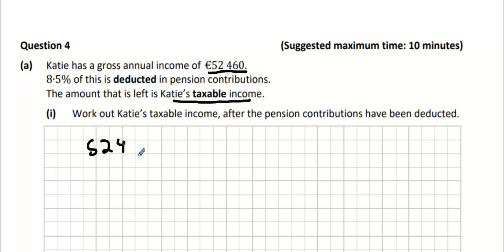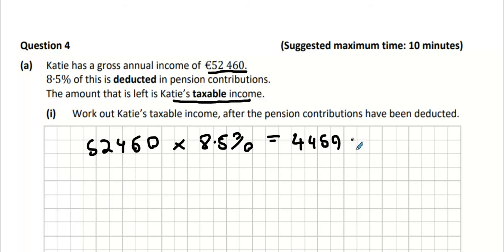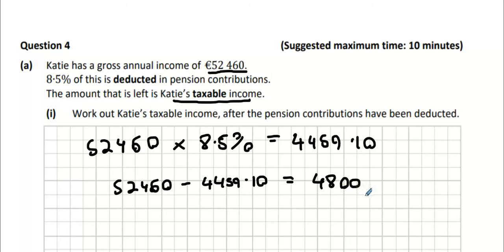The first way is to multiply your 52,460 by 8.5%. And when you multiply by 8.5% in your calculator, you will get €4,559.10. Now what you can do next is you take that away from your 52,460, and what you should get in your answer is 48,090 cents. Okay, so there you go there.